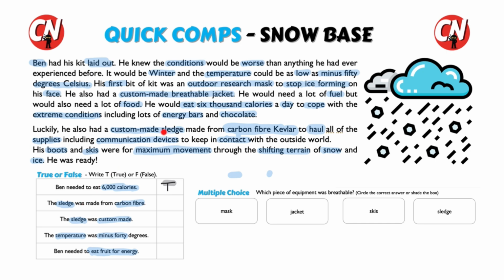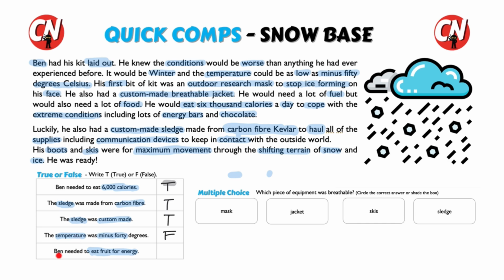So the sledge was made from carbon fiber. Luckily, he also had a custom-made sledge made from carbon fiber. So, fantastically enough, that's true. Let's have a look at the next one. The sledge was custom-made. Luckily, he also had a custom-made sledge. So that is also true. Fantastic. We're moving very quickly through the questions, which is what we want. The temperature, where did it say temperature? Here's the word temperature. The temperature was -40 degrees. The temperature could be low as -50 degrees. So that is false.